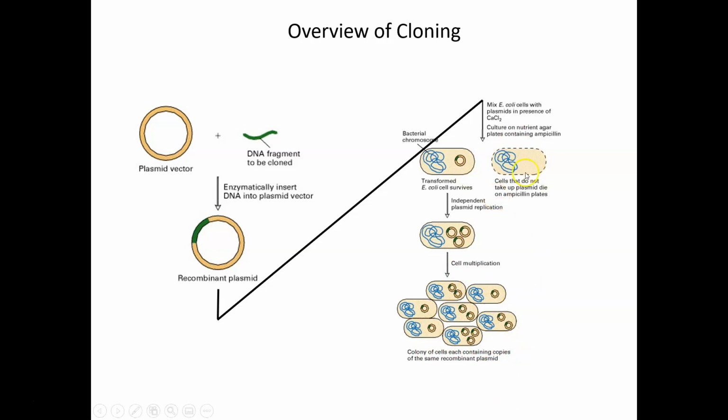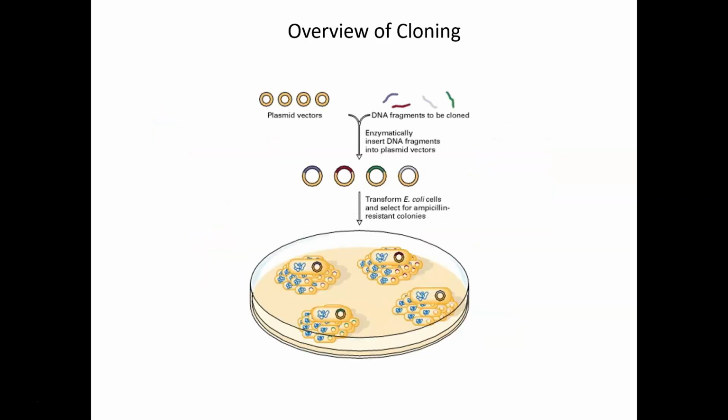Cells that do not get our plasmid don't have the ampicillin resistance property, and they would die on those ampicillin plates. So a very straightforward, a very common workflow for DNA cloning and replication of that recombinant plasmid. And we can get more complex. We won't really talk about the additional complexities around this here.